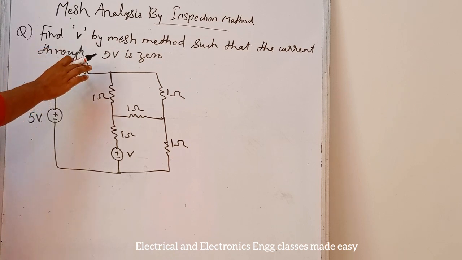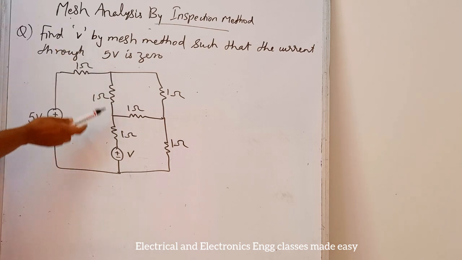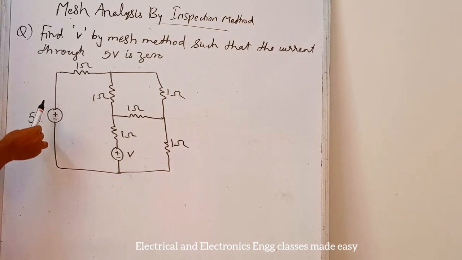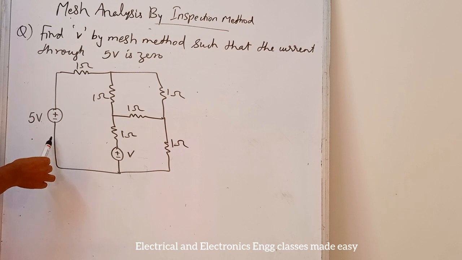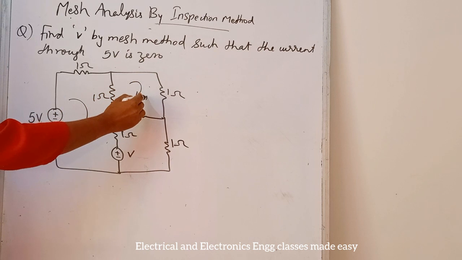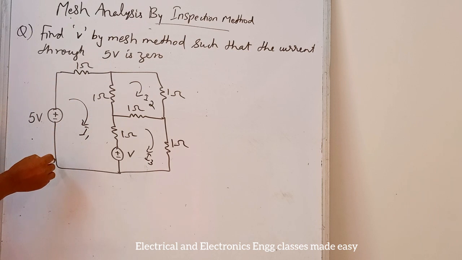Find V by mesh method such that the current through 5 volt is 0. So we have to find the value of this voltage, and given that current through this branch is 0. So first of all we have to select the current. Let this current be I1, this one I2, and this be I3. Given that through this 5 volt current is 0, that means I1 is equal to 0.